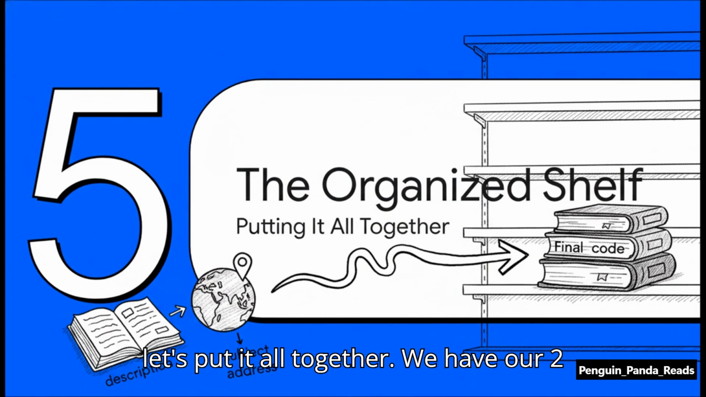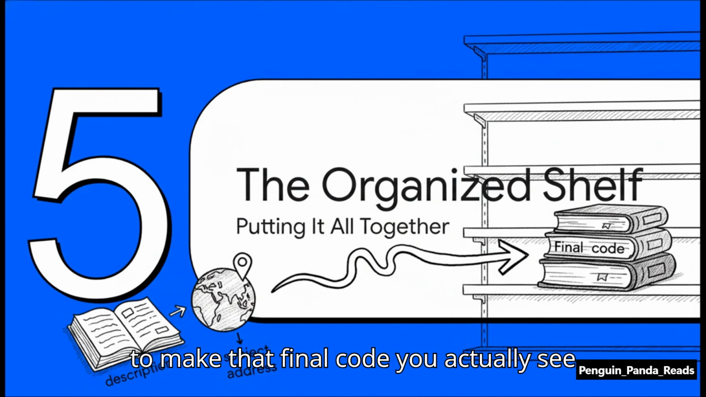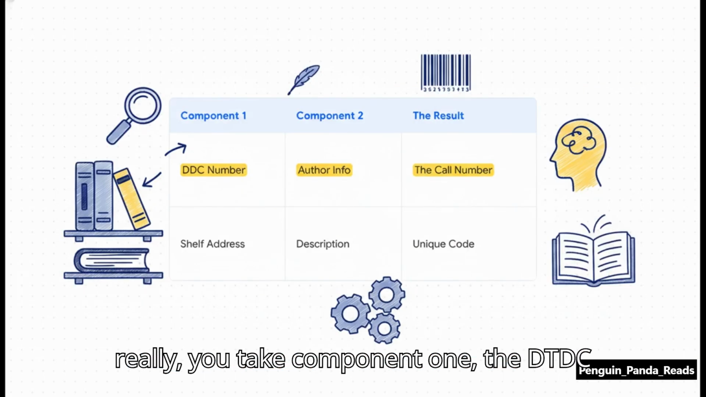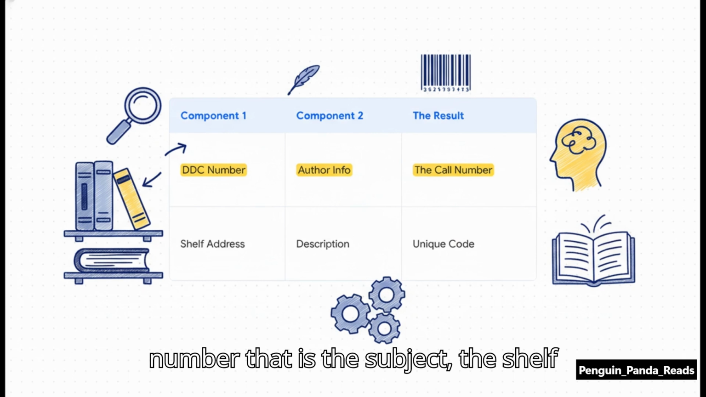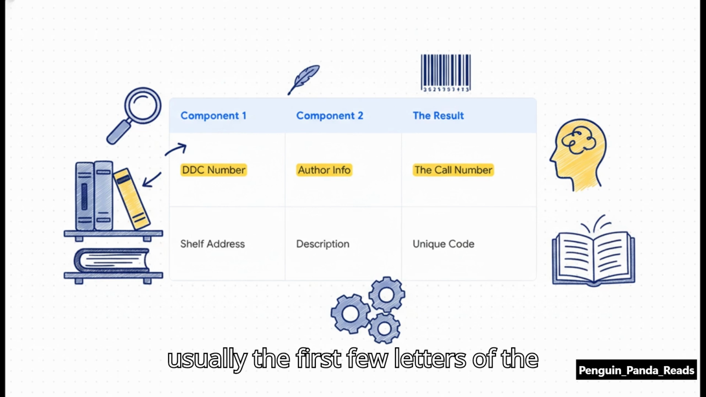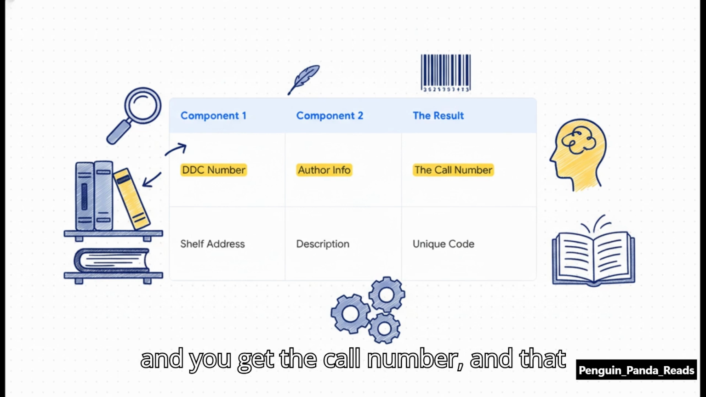All right, let's put it all together. We have our two main components, the book's ID card and its shelf address. So how do they combine to make that final code you actually see on the spine of the book? It's simple, really. You take component 1, the DDC number, that's the subject, the shelf address. Then you take component 2, the descriptive info from that ID card, usually the first few letters of the author's last name. You put them together and you get the call number.